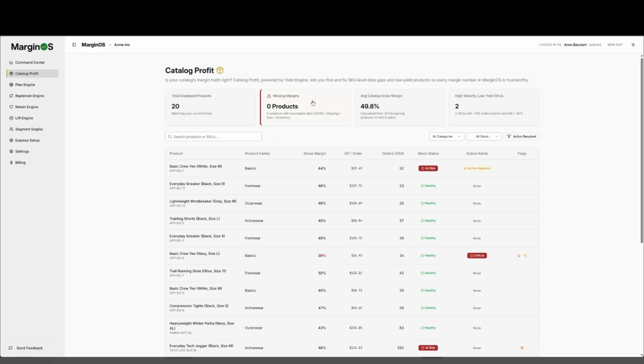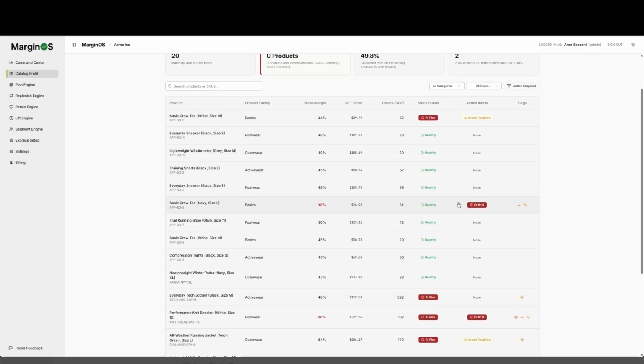1. Missing margins. These are SKUs where cost data is incomplete. 2. Average catalog gross margin, so you know the baseline you are playing with. 3. High velocity, low yield SKUs. Products that move a lot of units but do not actually make you money. Using the active alerts column, we can zoom straight into the troublemakers.